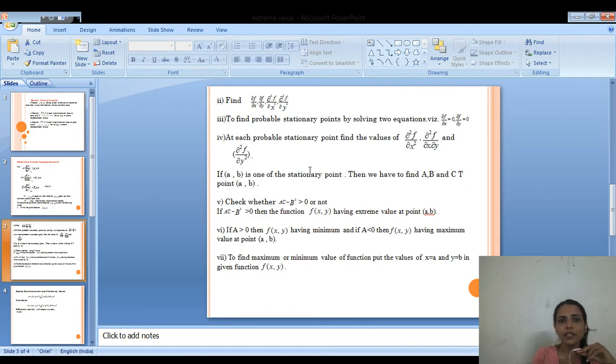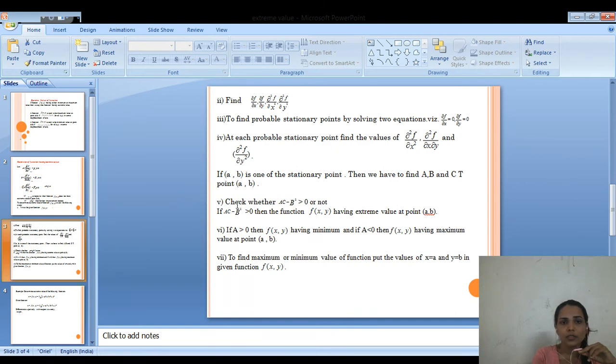Now at each probable stationary point we have to find the values of the double derivative of f with respect to x, the partial derivative of f with respect to x and y, and the double partial derivative of f with respect to y. Then if (a, b) is one of the stationary points, we have to find capital A, capital B and capital C at that point.